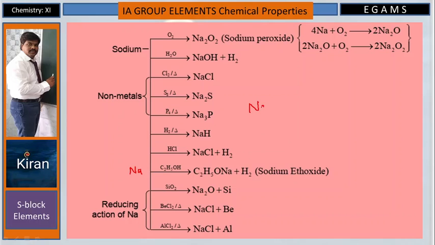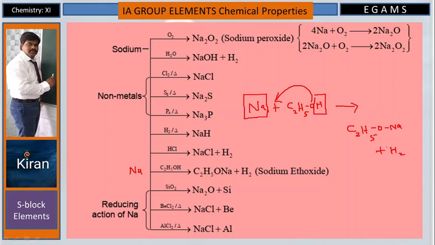See here, sodium plus ethyl alcohol, C2H5OH. The expected product, what we have to see here: sodium displaces hydrogen, as I told you, my dear students. So the hydrogen you have to displace, and the remaining part is added to this. So what will the product be? C2H5O and here Na, C2H5ONa. This H becomes H2 gas. Isn't it? After that you can balance it. This is the main skeleton equation.